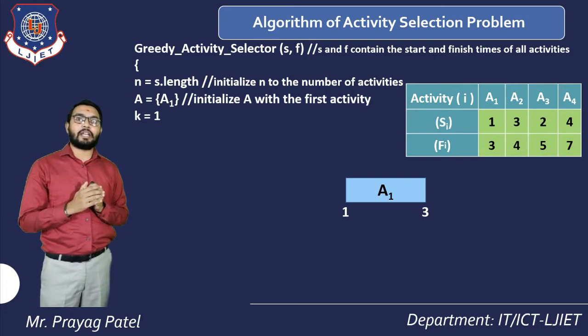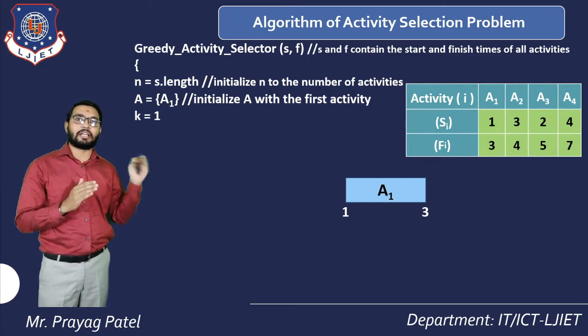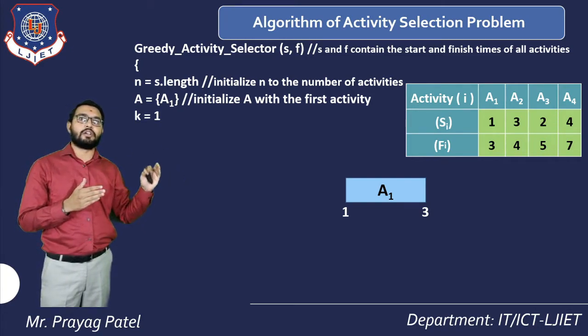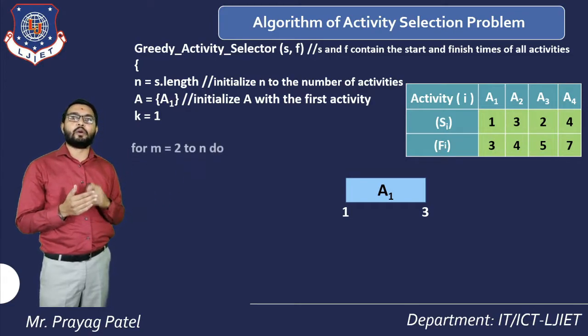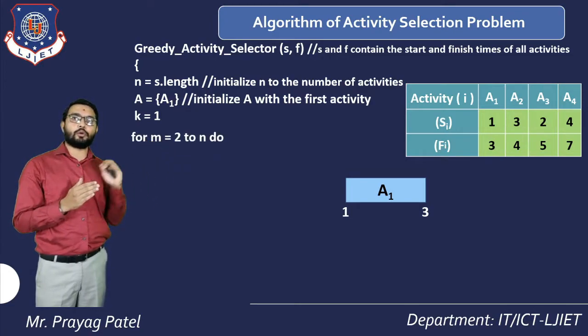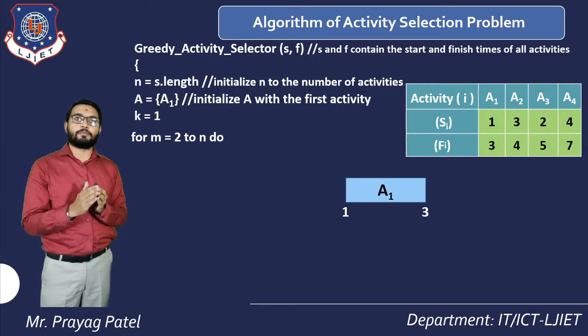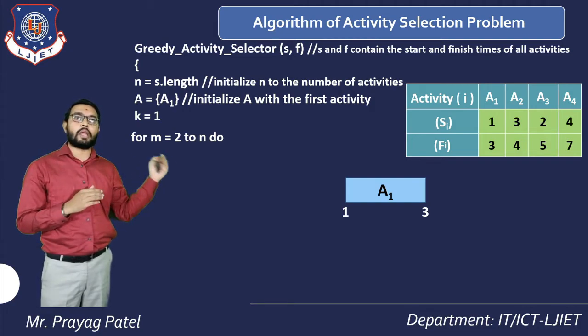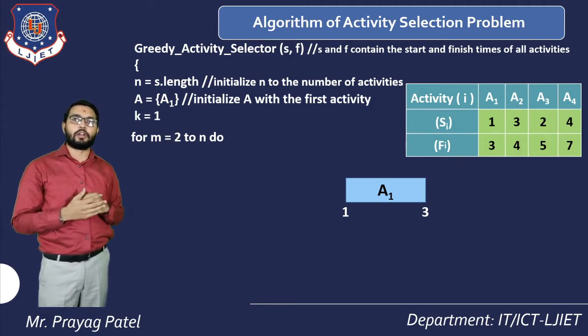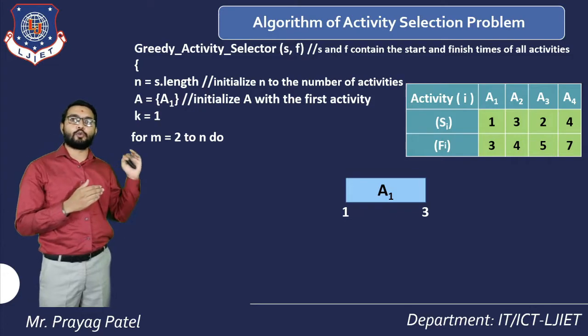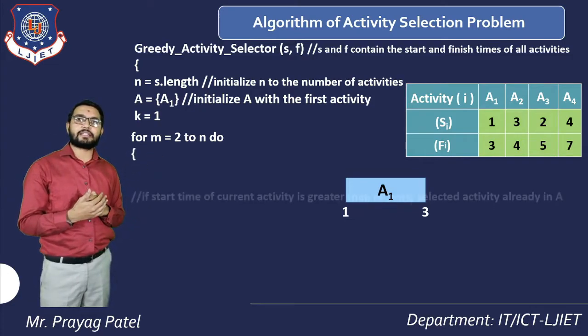Now the first activity has starting time equal to 1 and finishing time equal to 3, so consider 1 to 3 as the first activity. Now for m equal to 2 to n, which means from the second object to the last object, consider m. So m equal to 2 to n, here consider n equal to 4. So this loop executes from 2 to n. Now consider the next step.